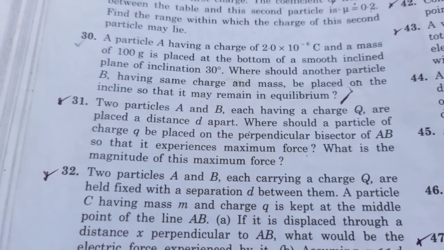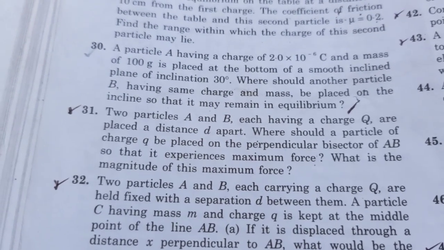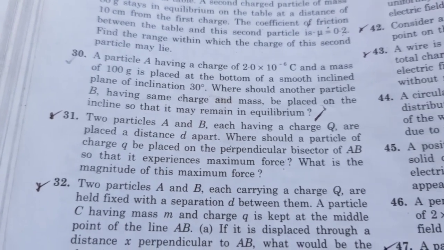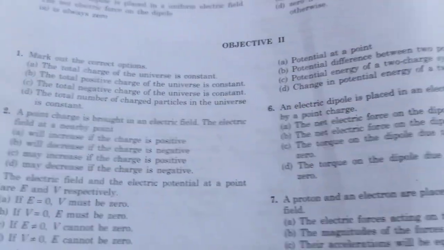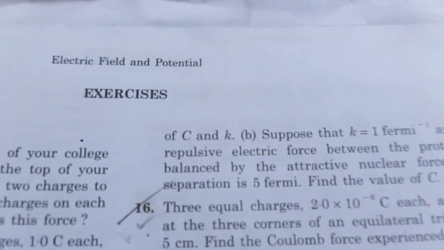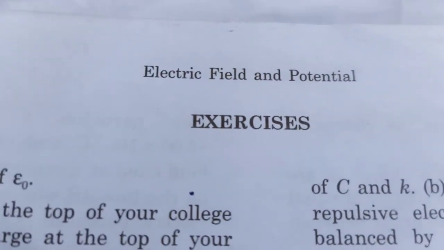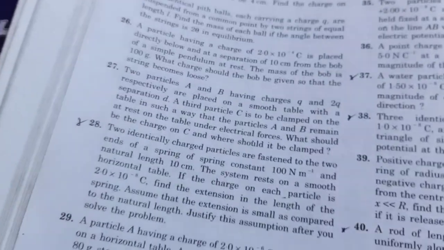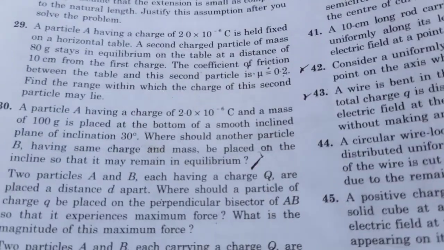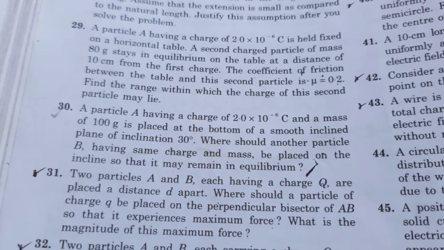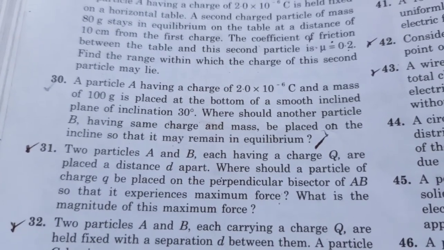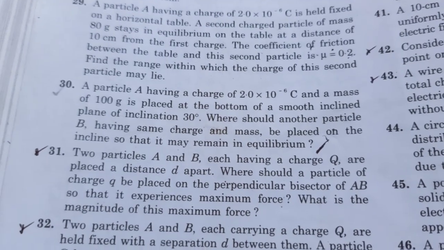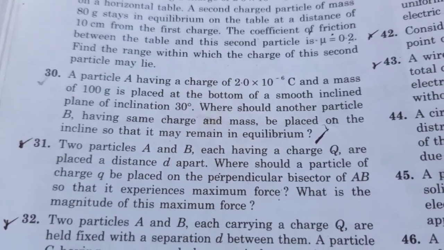So students, as I know, I completed the H.C. Verma exercise, that is electric field and potential, from question number 1 to 30 in the previous lecture. So for today's class, we start from 31. And what is the question?